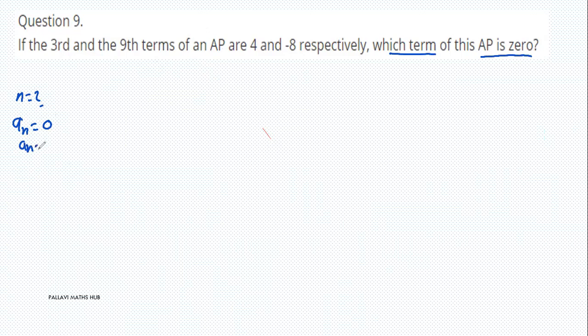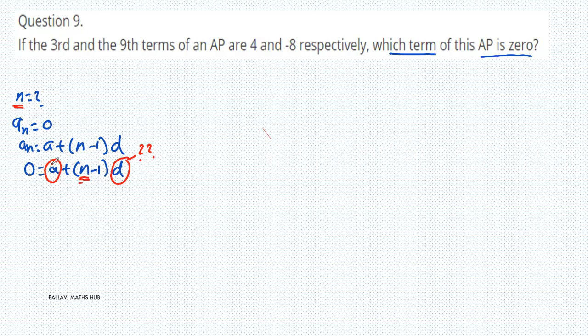Yes, you know the formula an is equal to a plus n minus 1 into d. Look here, only the value of an you know. An is 0, equal to a plus n minus 1 into d. You need to find the value of n. Is it right? N is question mark. But here also, you don't know the value of a. You don't know the value of d. That's why first you need to find the value of a and d, then substitute into this equation, you will get the value of n.